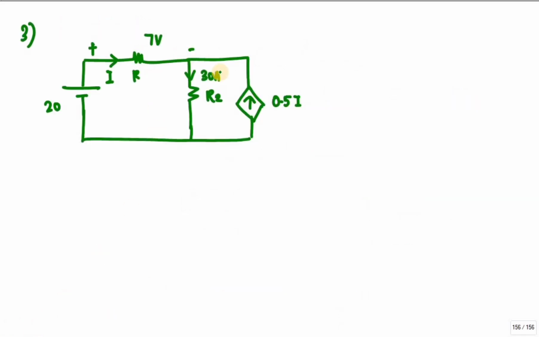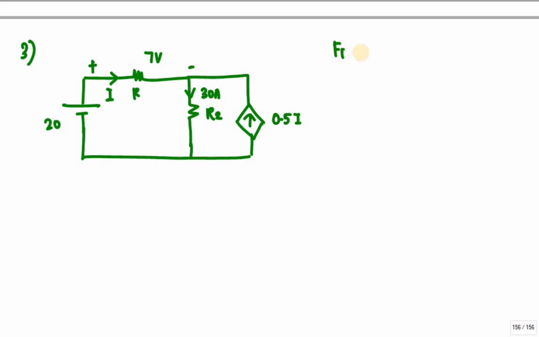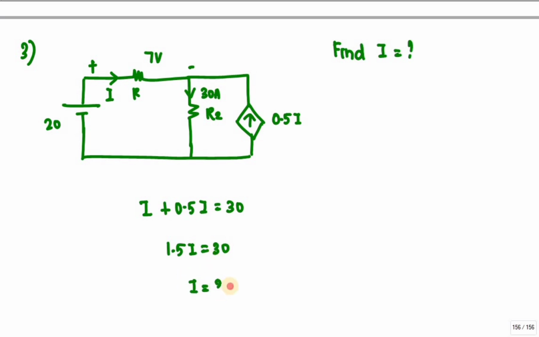Second question, they are asked to find the value of I. Okay, so if you apply KCL, I plus 0.5 I is equal to 30. So 1.5 I is equal to 30. So I is equal to 30 divided by 1.5, that is equal to 20 amps.